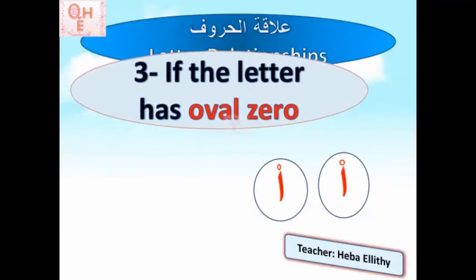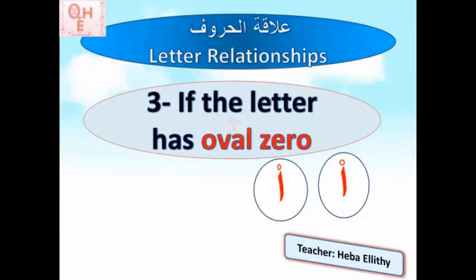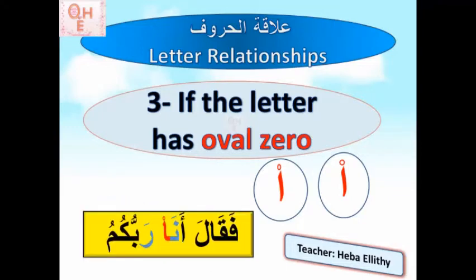Here is my third case, if the letter has an oval zero, and I want you to focus here. This one is a circle zero, and we said last class I can compare if this zero is there. But if I have this oval, not a zero, I can't compare. Why? Because this zero looks like an oval on top of the alif.